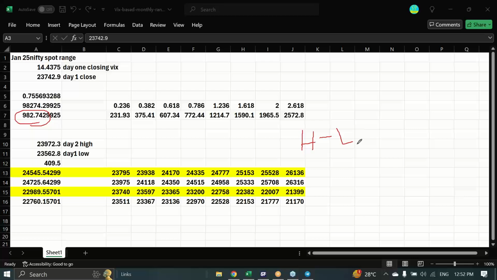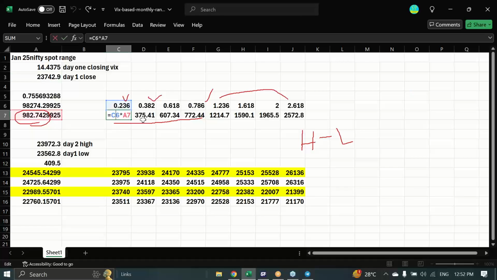What I am going to do here is multiply all the Fibonacci ratios. I am taking the Fibonacci ratios till 0.786. Then I am taking all growth ratios from 1.236 to 2.618. Once I multiply the same thing with 982, that means I am multiplying 982 with 0.236, I get some values here. I will add those to the past day's low and high to get the range record.